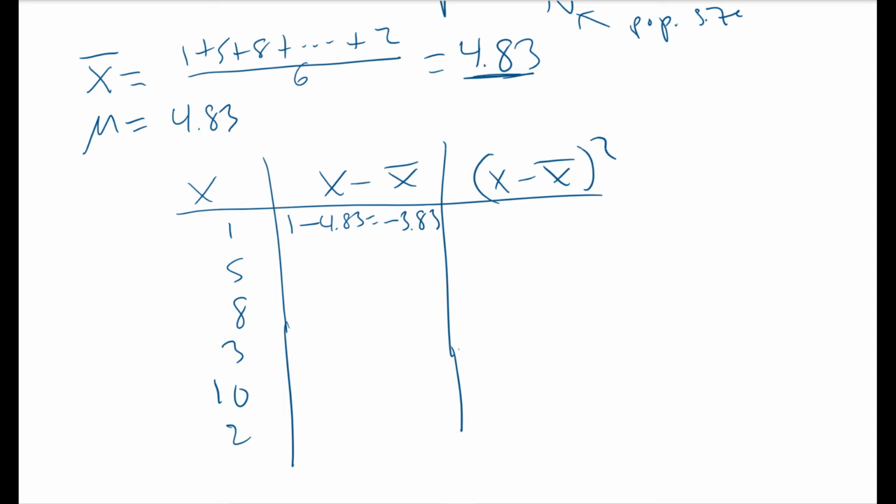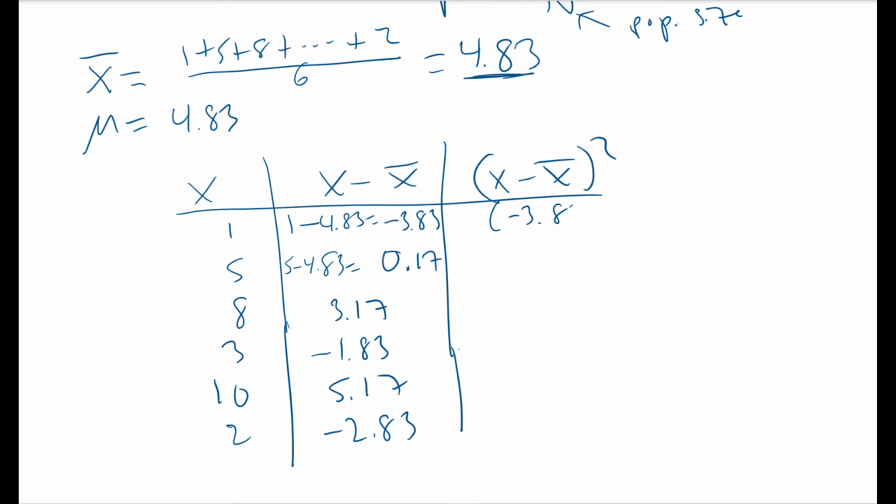We repeat this process doing 5 minus the x bar, and so on. I'll tell you the numbers that we get. We get 0.17, 3.17, negative 1.83, 5.17, and negative 2.83 if we repeat that process. Next, we square the numbers from the second column.